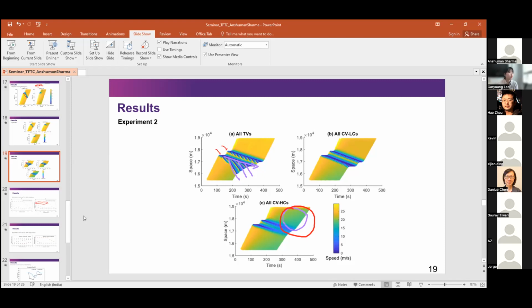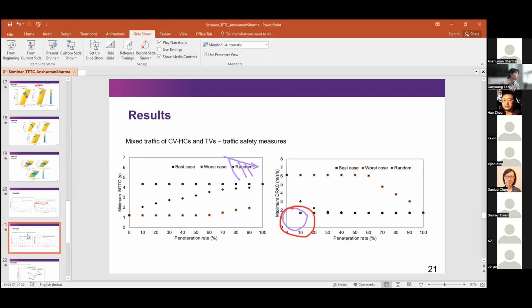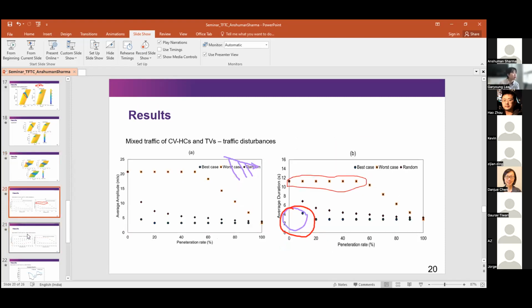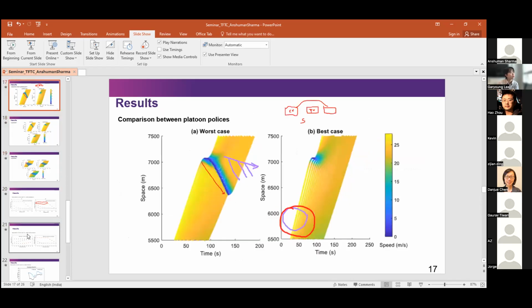I have a question for you with this scenario with only TVs and CVs with penetration rate of 50%. Like the first graph, I don't remember what the slide number was, but I think it was 17. Yeah, with your penetration rate 80. Okay.